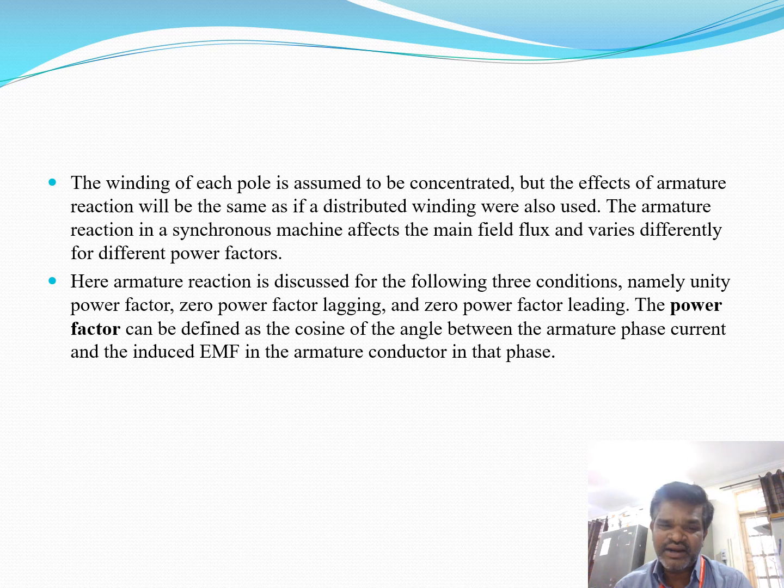We know the power factor is the cosine of the angle between voltage and current. That voltage and current are always phase voltage and phase current only. The power factor can be defined as the cosine of the angle between armature phase current and induced EMF in the armature conductors in that phase.